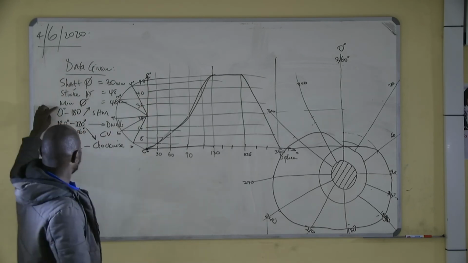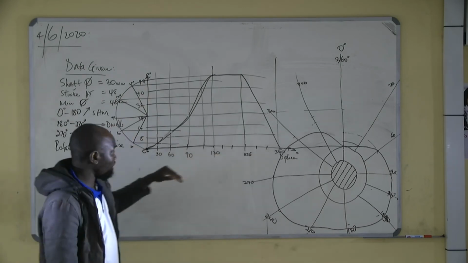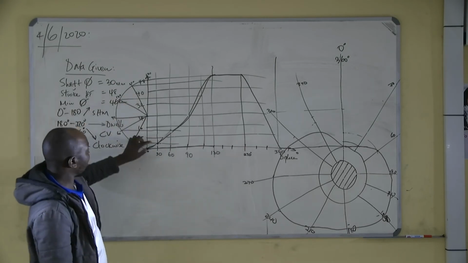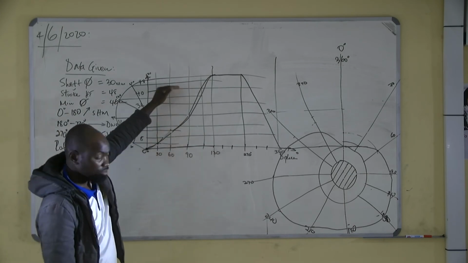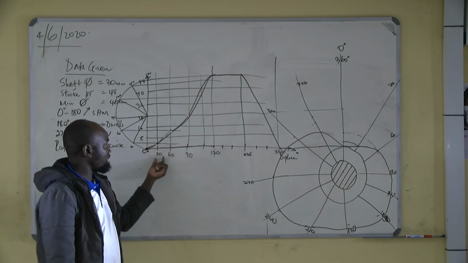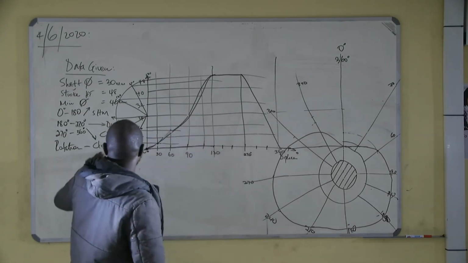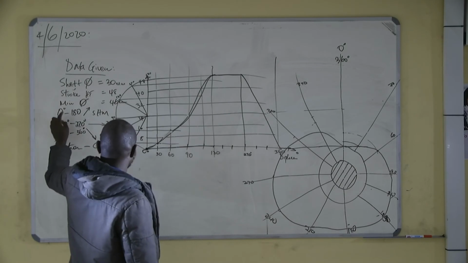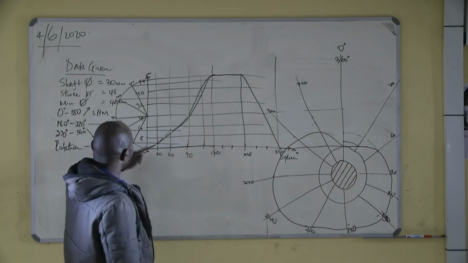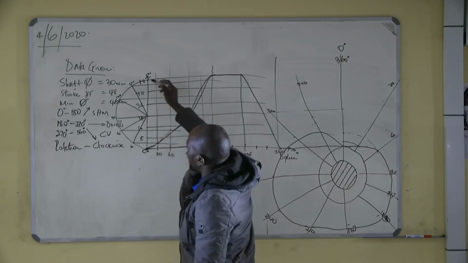Let us recap quickly. We said you draw your stroke height on the vertical and your displacement on the horizontal. You divide the stroke height by 6, so you can get 6 divisions. After getting the 6 divisions, you divide 30 degrees each section on the horizontal, and then you start with your motions. It says from 0 to 180, simple harmonic motion.